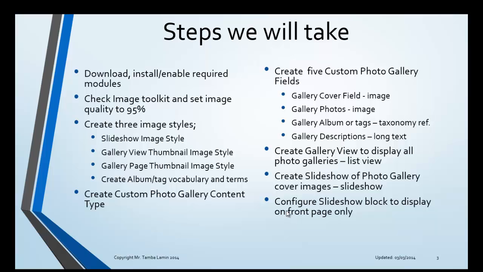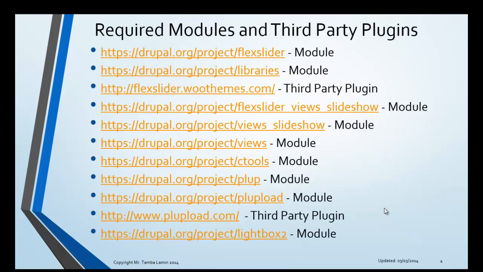We will create a gallery view to display all the photo galleries. So each one of the nodes we will create out of this photo gallery content type, we will put all of them into a view so that we can display all the galleries at once, and just click on each one of them and go to the individual gallery nodes. We'll create a slideshow, and we'll put this slideshow on the front page. The slideshow is going to be based on the gallery cover page, or gallery cover image actually, and we will configure the slideshow block to display on the front page only.